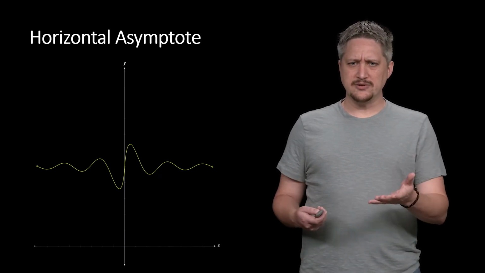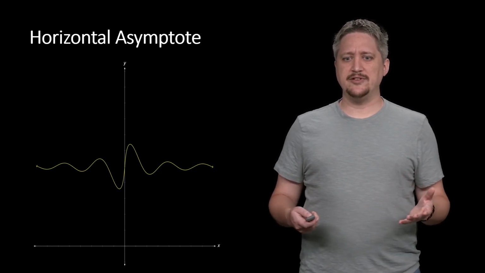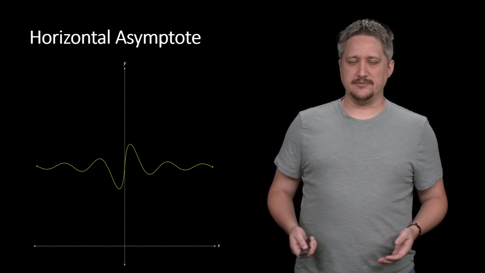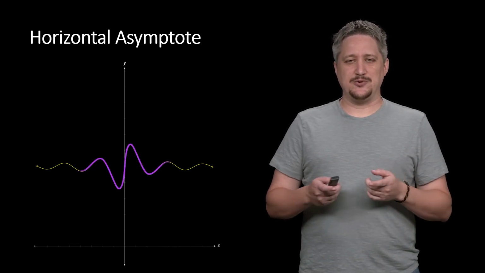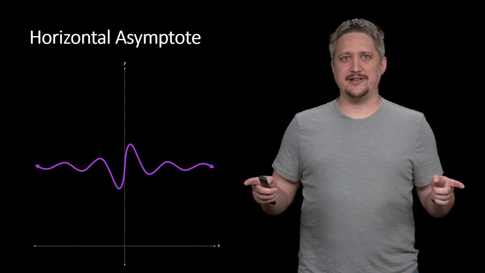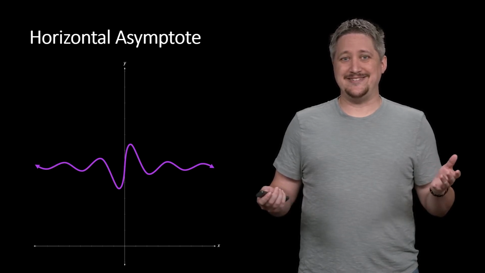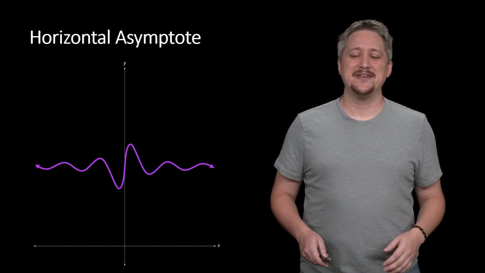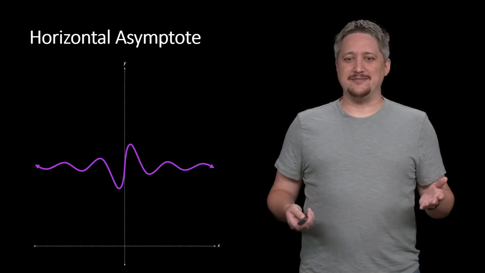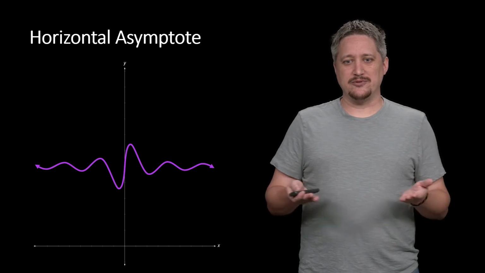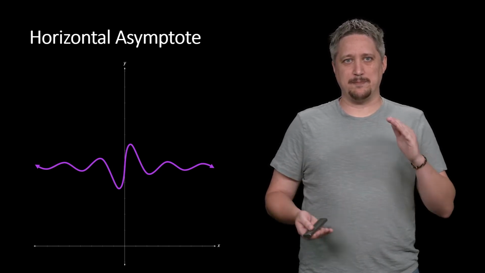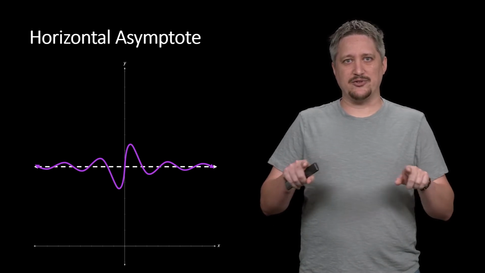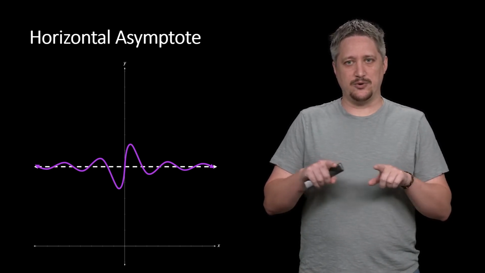So let's look at an example here. We have this graph, and it's this weird squiggly looking thing, right? And in fact, as it goes off to the right and left, it gets damped down, right? It gets less squiggly, I guess, as we go. So we can record where this thing is getting damped down into, and we can see this dashed line here. This is going to be the horizontal asymptote.